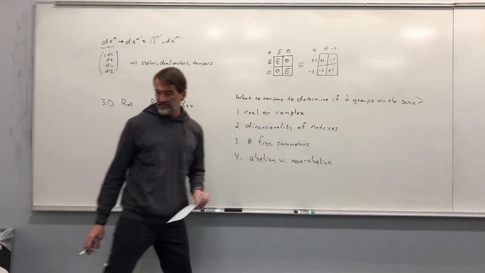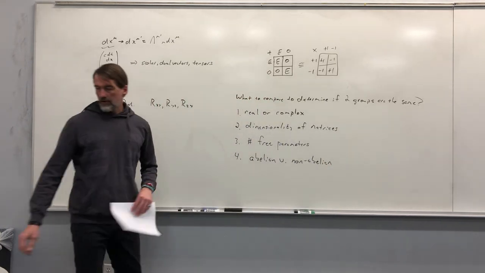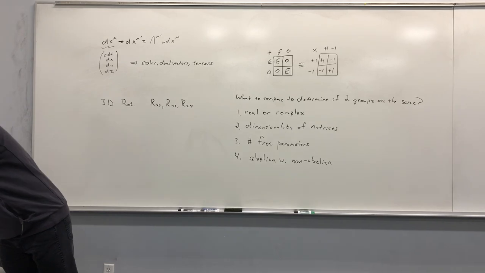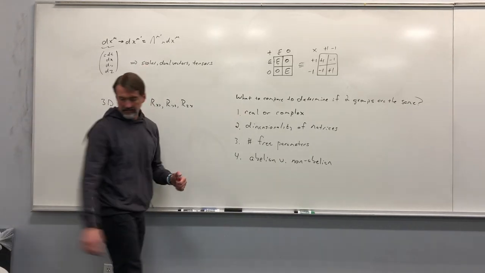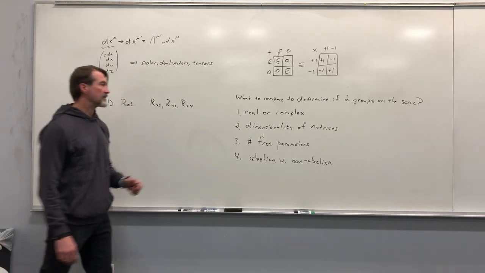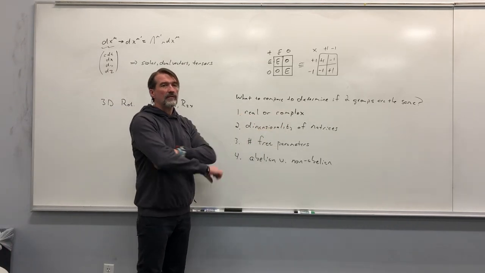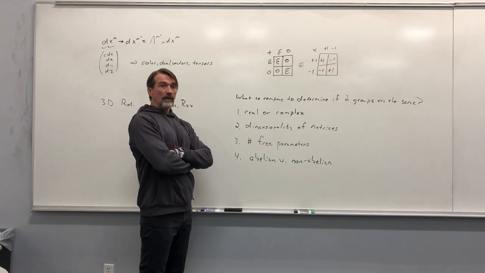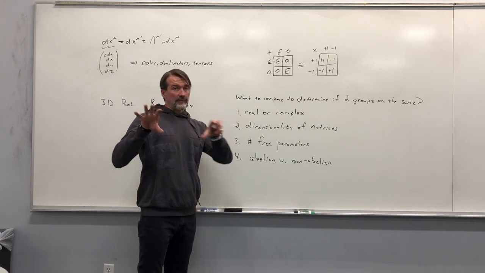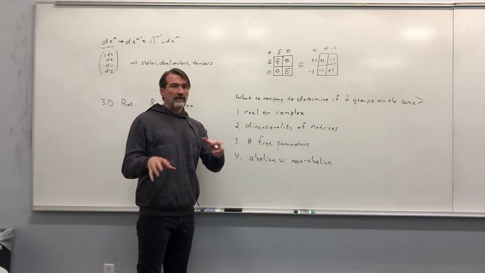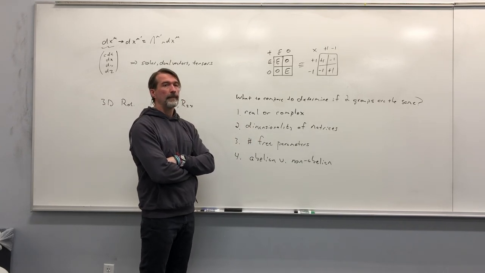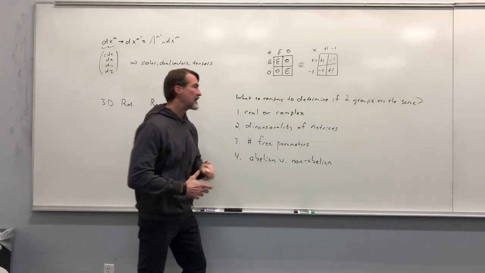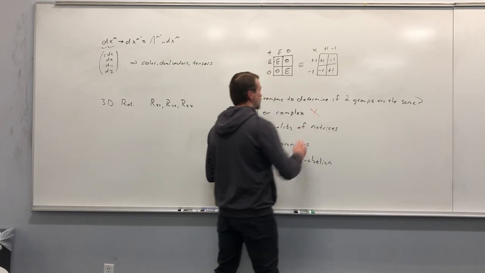Okay, so let's just go through these and ask, are they expected to be the same or can they be different? What do you think about real or complex? Sean, I want you to go ahead and answer this one. Real or complex elements? Do you think that if I have two groups and they can be represented by matrices, if one of them has real elements, the other one has to have real elements if they're the same group? Not necessarily. Good, not necessarily. So we're just going to put an X on this.